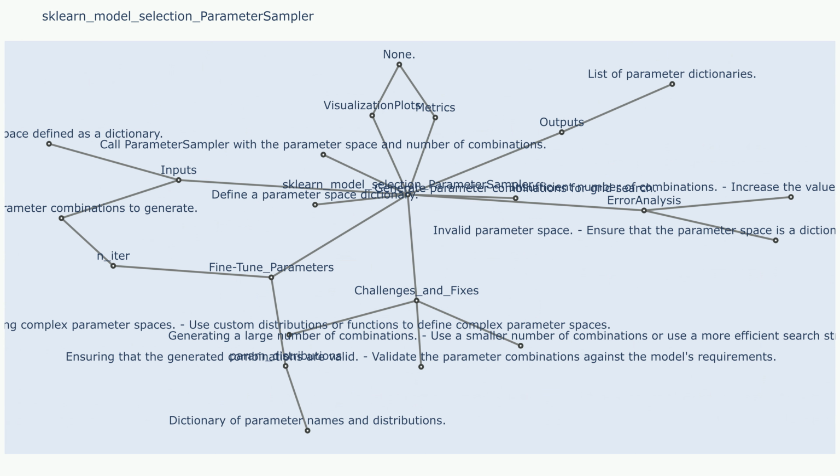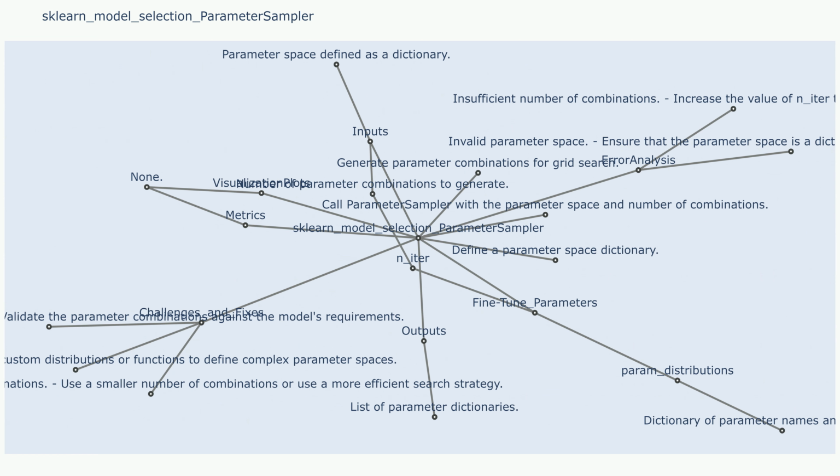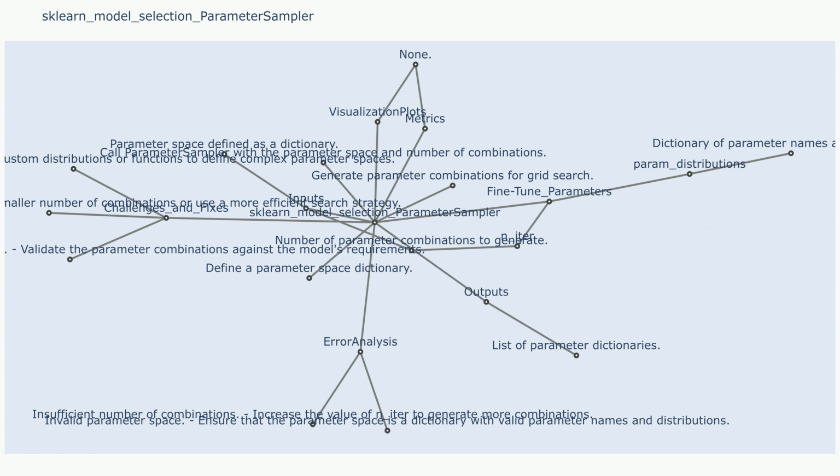Metrics. Not directly related to parameter sampler itself, as it only generates parameter settings. Metrics are used to evaluate the performance of the model trained with different parameter settings. Visualization plots. Scatter plots or histograms to visualize the distribution of sampled parameter values.